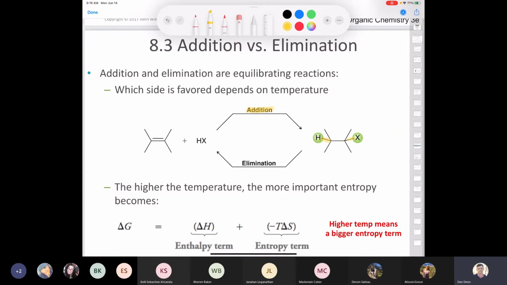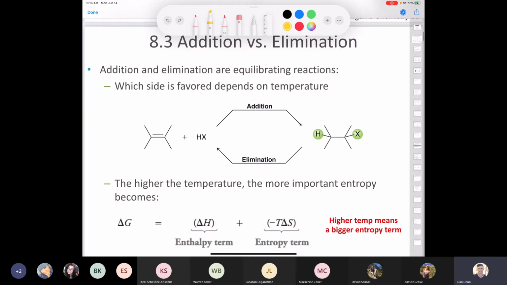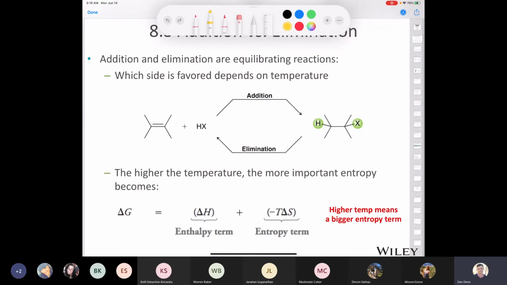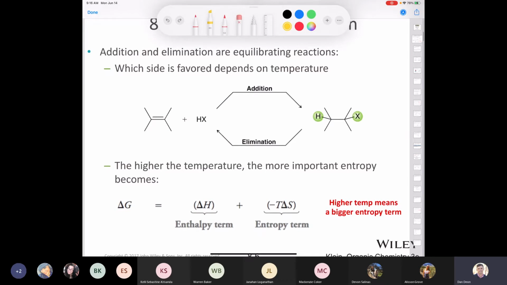Well, if we eliminate those two groups that we added, in an elimination, and we looked at plenty of E2 eliminations, which side is favored here? Because addition and elimination are equilibrating reactions or processes. The side that's favored, whether it's the alkene side or the addition product side, is going to depend on temperature. Now, why would that be? Well, if we look at the delta G, the Gibbs free energy with respect to the addition reaction, which is going to be the focus of this chapter, that's the title of the chapter. It's addition reactions of alkenes. Well, you know that delta G, Gibbs free energy, depends on two things, right?